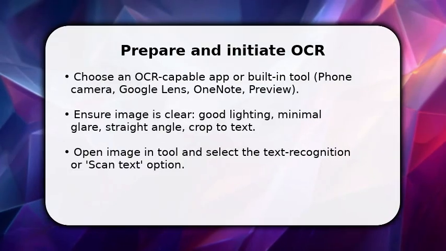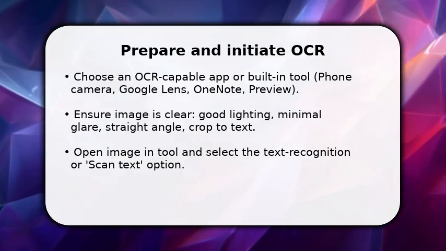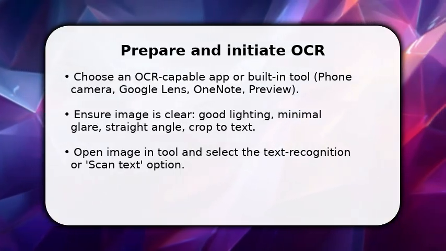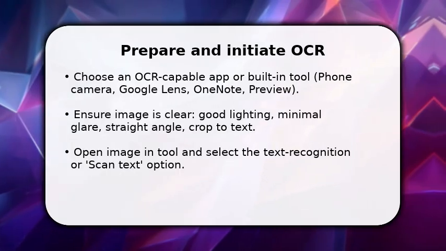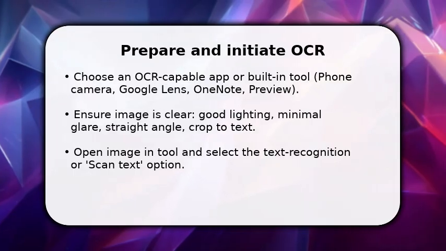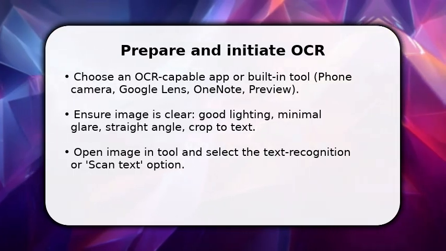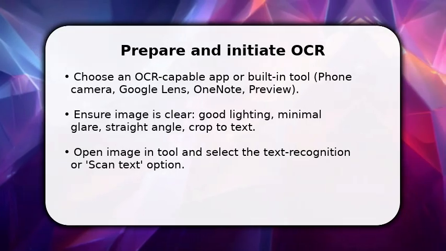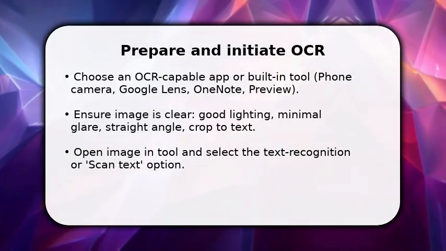You start by selecting an OCR tool you already have: your phone camera with Live Text, Google Lens, OneNote, or desktop Preview. Make sure the image is sharp and cropped so text fills the frame. This improves accuracy dramatically. Once opened, tap or click the text recognition or scan text command to begin.